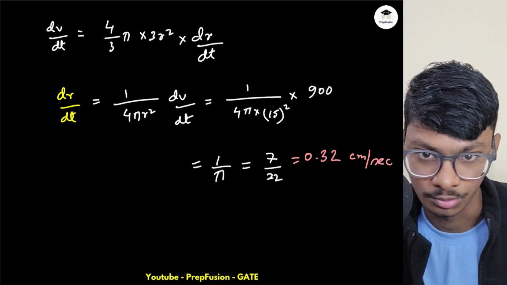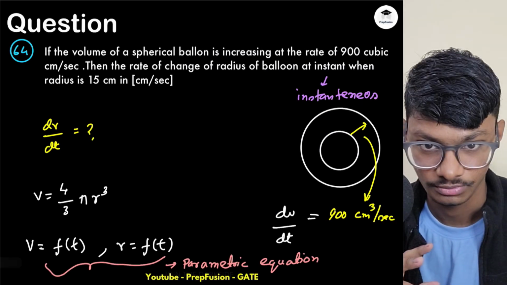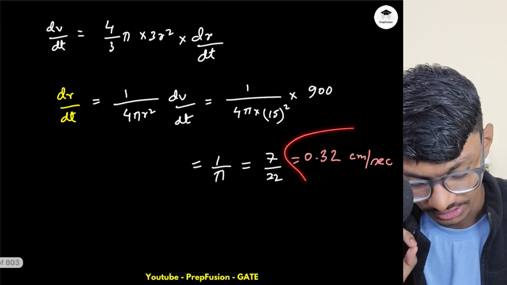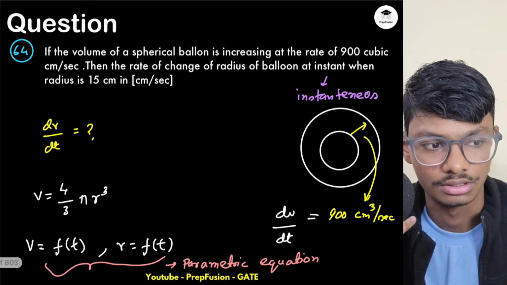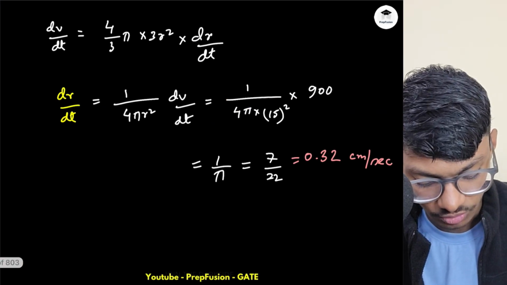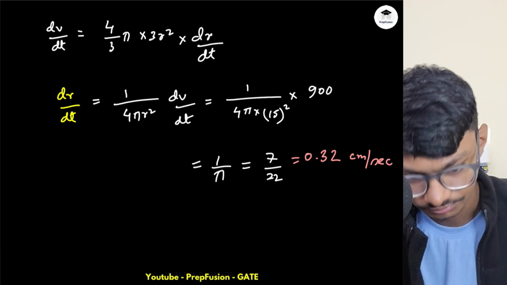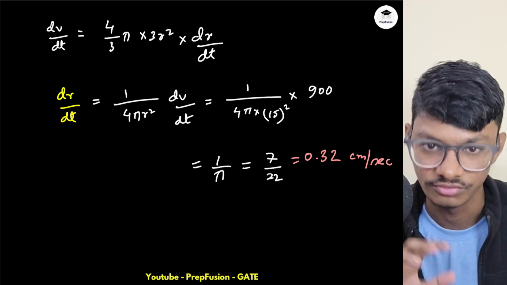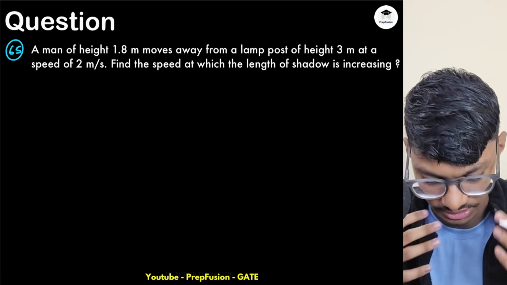So just be careful, you have to take care of the units. It is very important for us to understand that units are very important in this lecture. If they have given meter per second, then I have to divide by 100, because to convert centimeter to meters, you divide by 100. So that is how you solve these types of questions, derivative as a rate measure. Let's go to the next question, and from there also we'll understand this better.